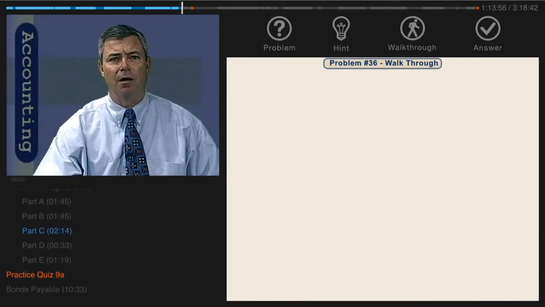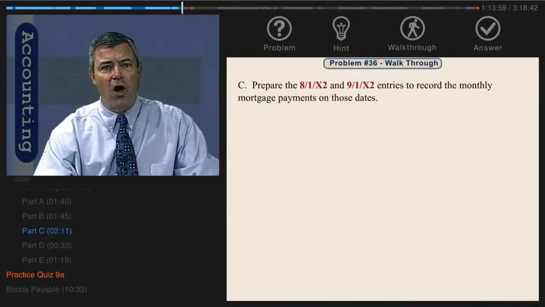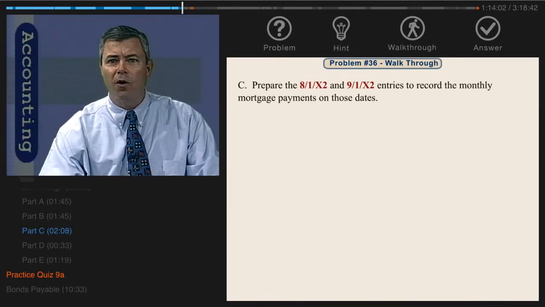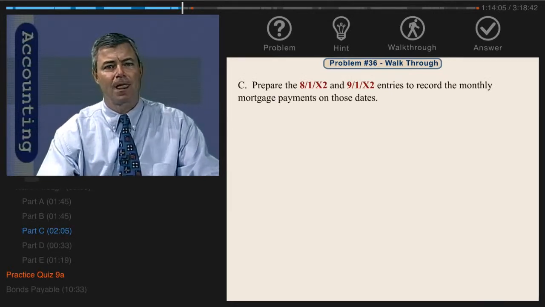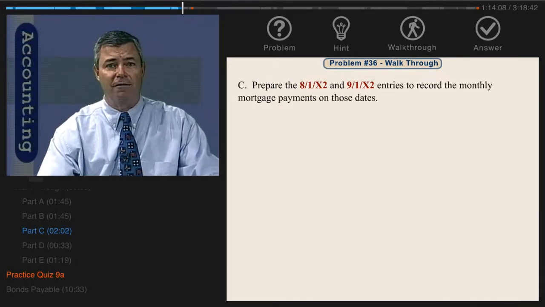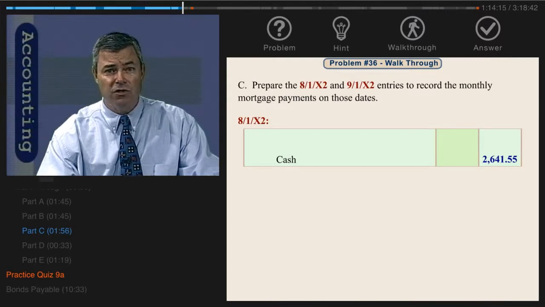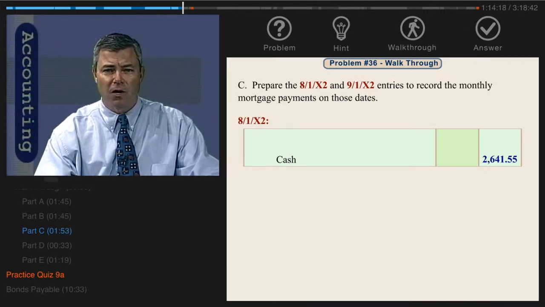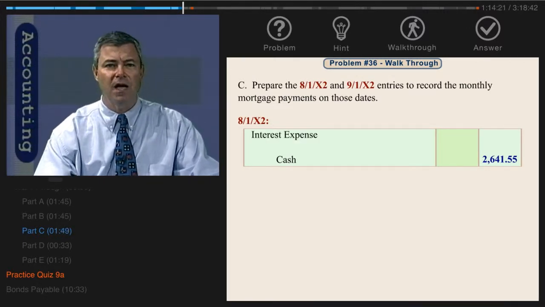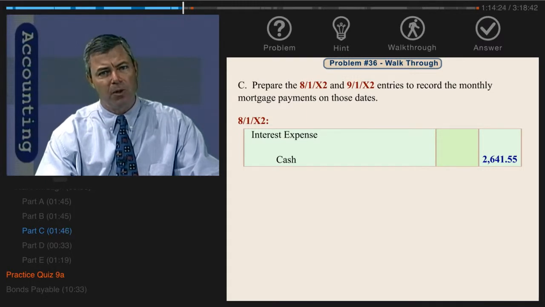Now, the next part of this problem asks you to prepare the entries on August the 1st and September the 1st to record the monthly mortgage payments on those dates. Well, let's do that. The entry will have a credit to cash in both cases for $2,641.55. That was given to you. That's the monthly payment. The question is, how much of that represents interest and how much of that is then to be applied as a payment of principal on the note?